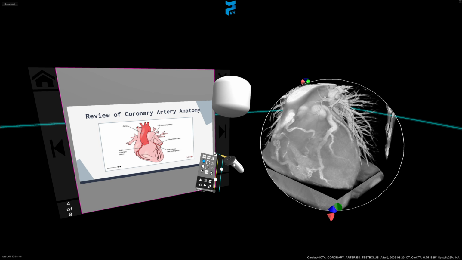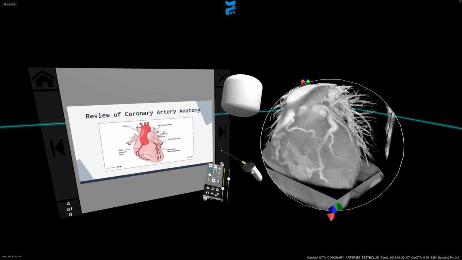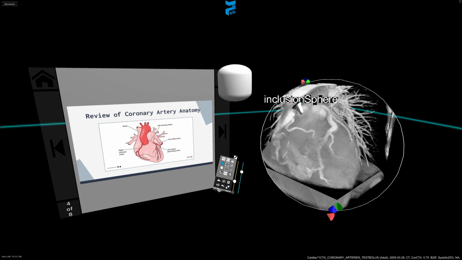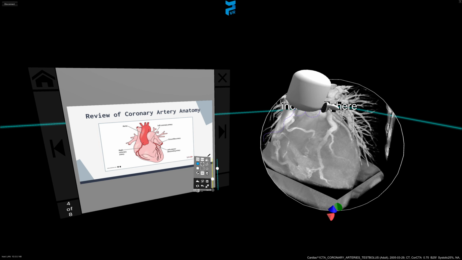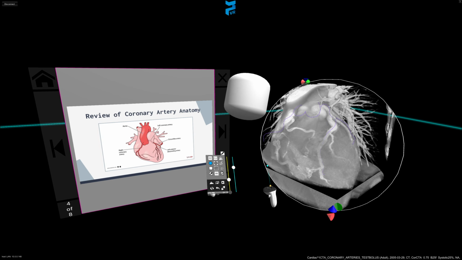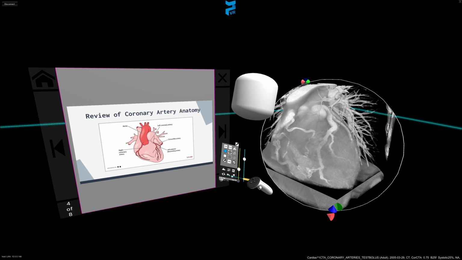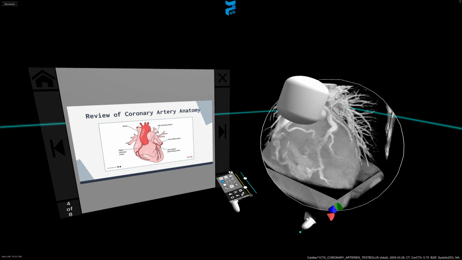If we take a moment to look at the coronary arteries and their anatomy, we'll note that the aorta comes up here. You have the right aortic sinus, which gives rise to the right coronary artery. You also have the left aortic sinus, which gives rise to the left coronary artery. That further splits into the left anterior descending artery and the left circumflex, which wraps around the posterior aspect of the heart.